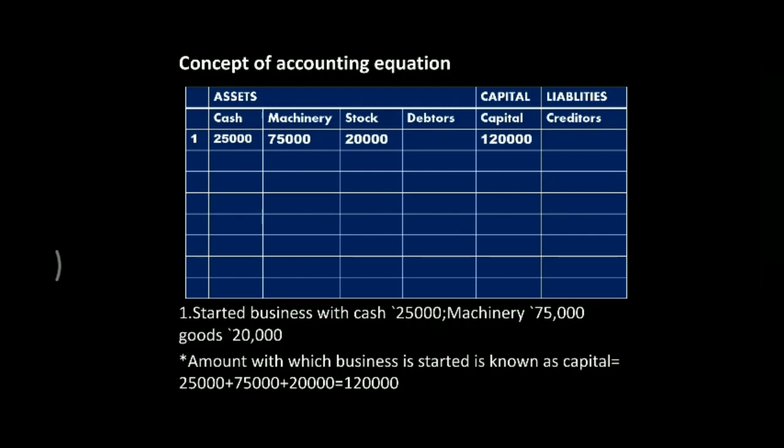So the accounting equation is assets is equal to capital plus liabilities. In this example I have taken these assets: cash, machinery, stock, debtors, and liabilities, creditors. So again we will see how the accounting equation is prepared. First is started business with cash rupees 25,000, machinery rupees 75,000, goods rupees 20,000.